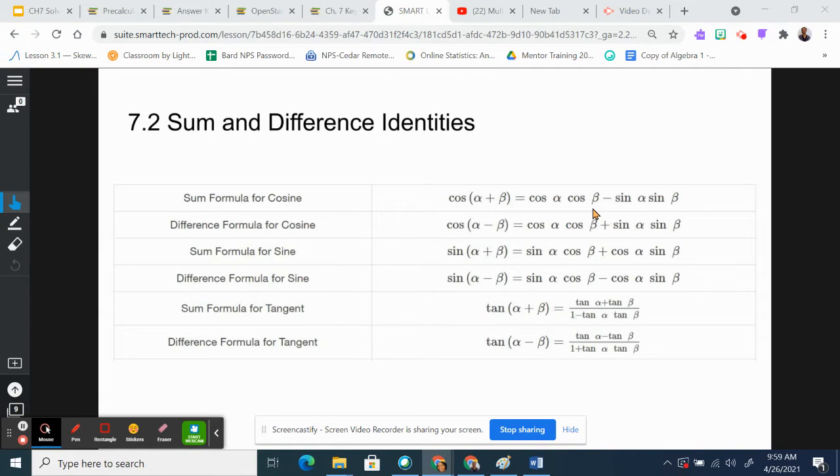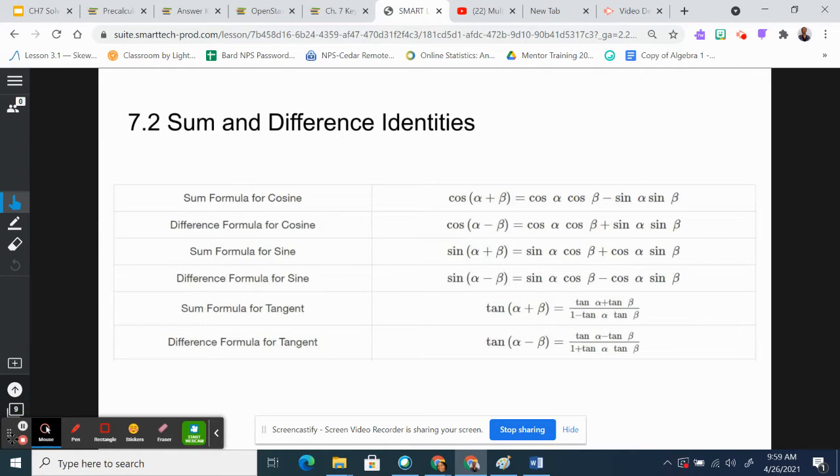But whenever you're trying to find a cosine or a sine or tangent of a sum or difference, we can actually convert that into products. And this makes it easier for us to simplify expressions that contain variables in that argument.